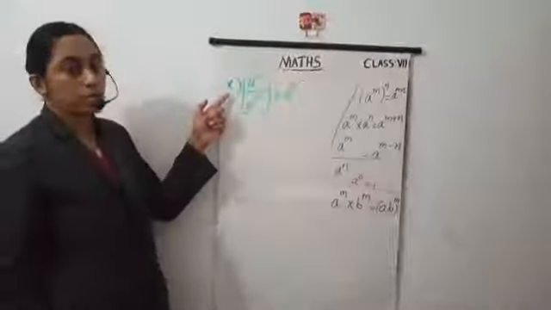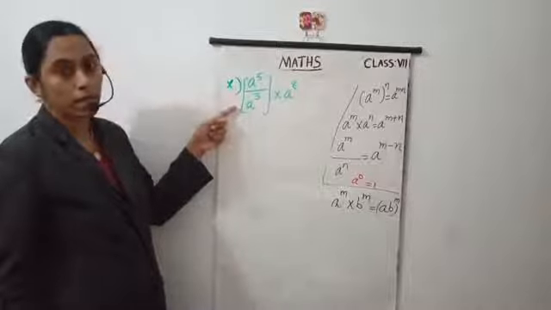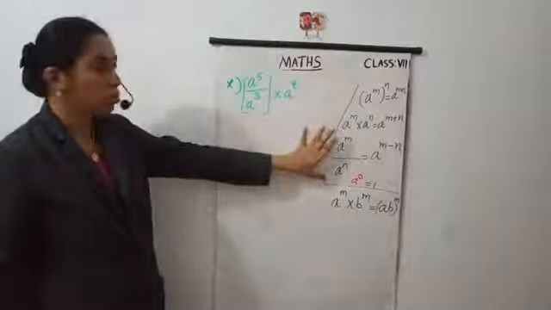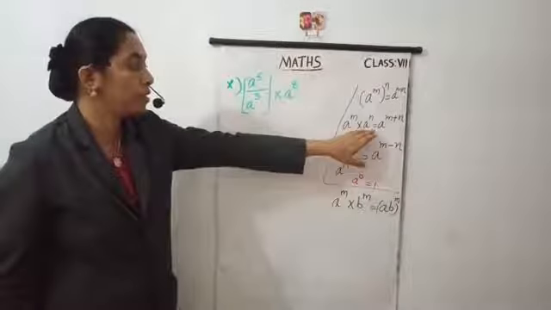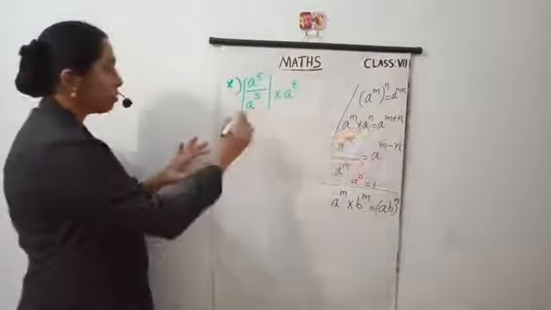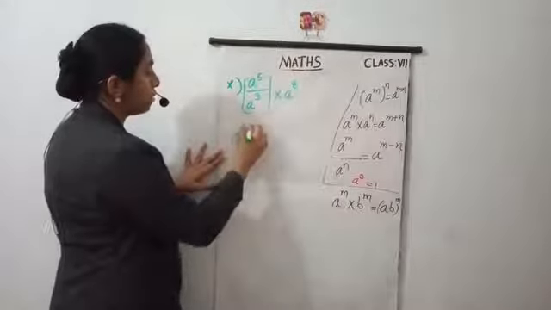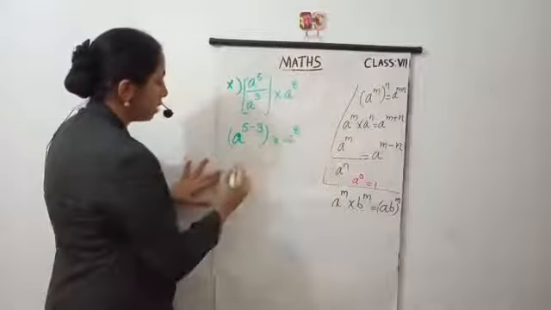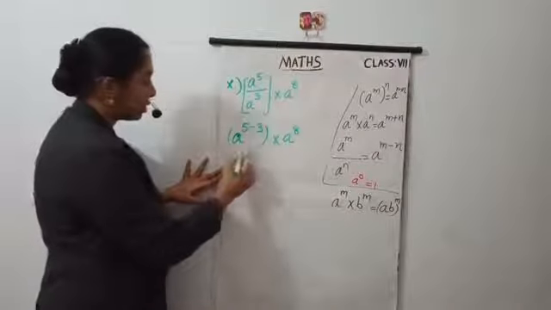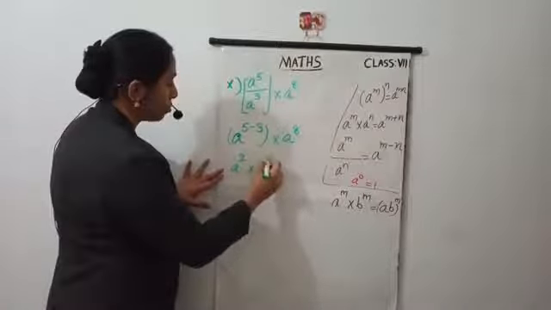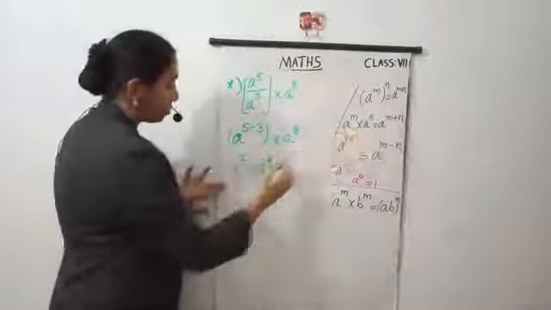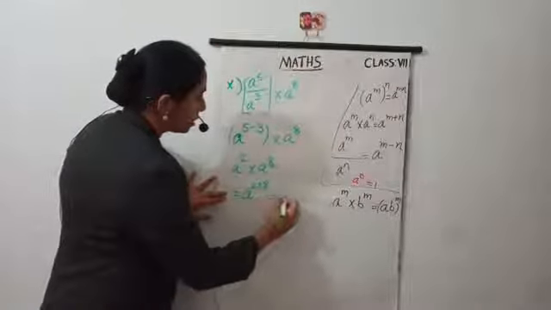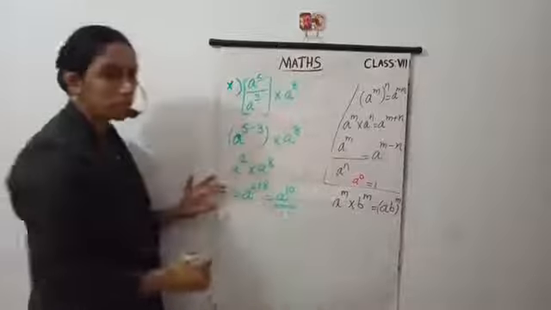Okay. Now question 10. a raised to 5 by a raised to 3 into a raised to 8. So this portion is like this. First we do this, then apply this law of exponents. So first a raised to 5 minus 3 into a raised to 8. a raised to 5 minus 3 is a raised to 2 into a raised to 8. Now apply this law of exponents. This is equal to a raised to 2 plus 8, and this is a raised to 10. So the final answer is a raised to 10.